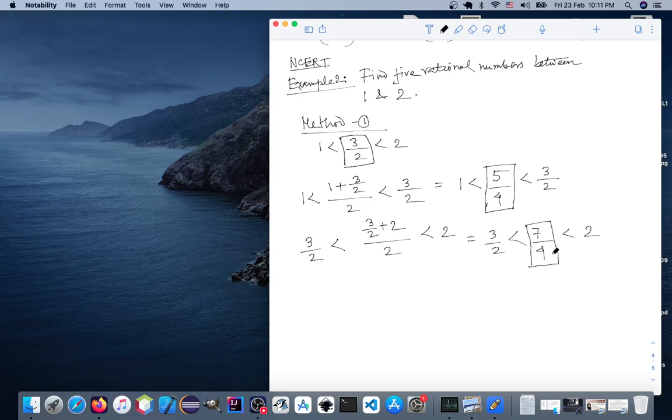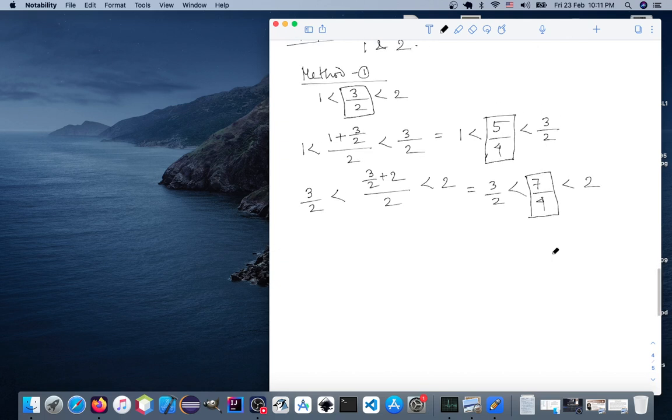Now we can take two rational numbers and find a rational number between them, which should be new. Let's find a rational number between 5 by 4 and 3 by 2. So 5 by 4 plus 3 by 2, divided by 2, should be a rational number between 5 by 4 and 3 by 2.